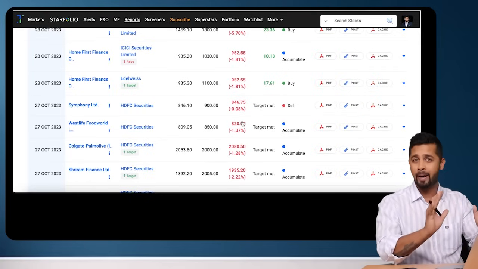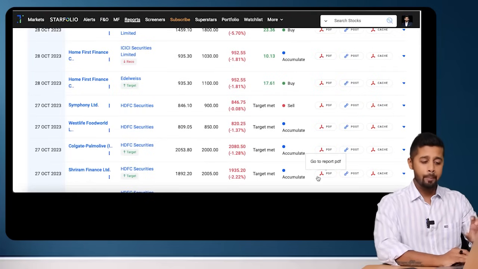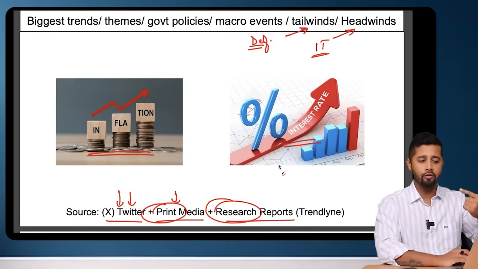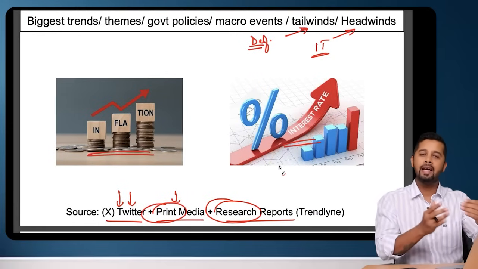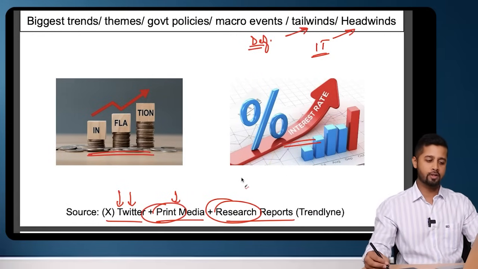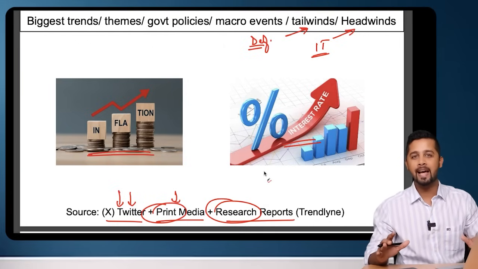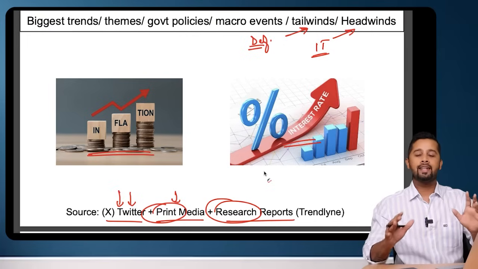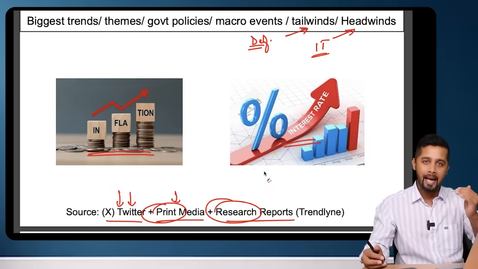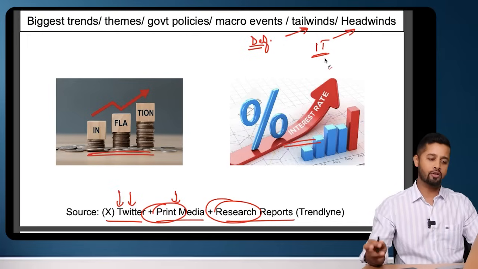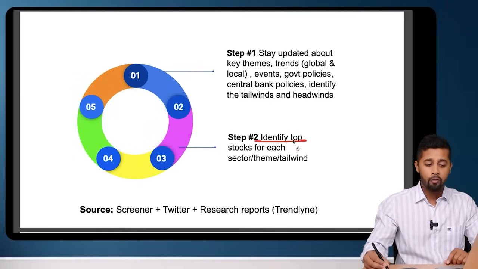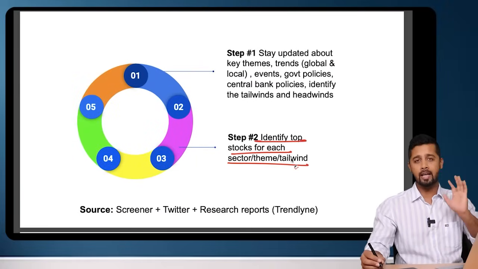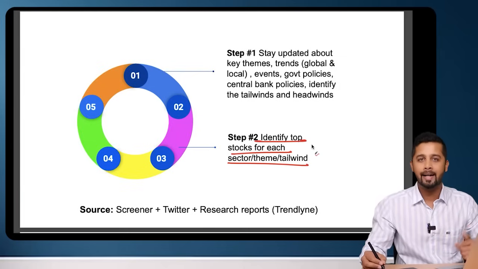Of course, this is not a buy or sell call by any means, but it gives you a good understanding of what factors brokerage houses are thinking about the sector, and of course about the individual stock. So all these sources help me list down the important themes and then help me identify the right stock. So the second step is the simple one, where you've got to identify top stocks for each sector, theme and tailwind. The question here is how to do that.